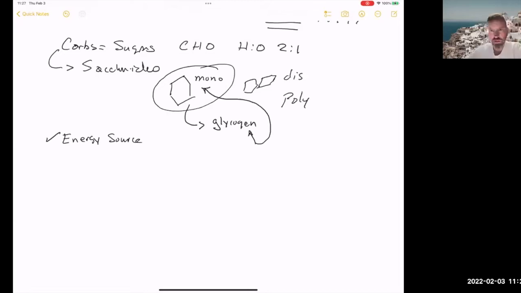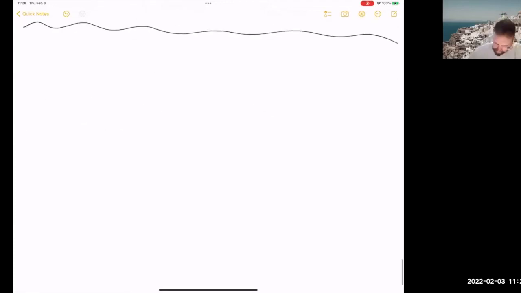Sugars are attached to the surfaces of cells. This is called glycosylation, and they can help with receptor function and things like that. All right. That's a major role of sugars. The next major category I want to briefly talk about are the fats or lipids.